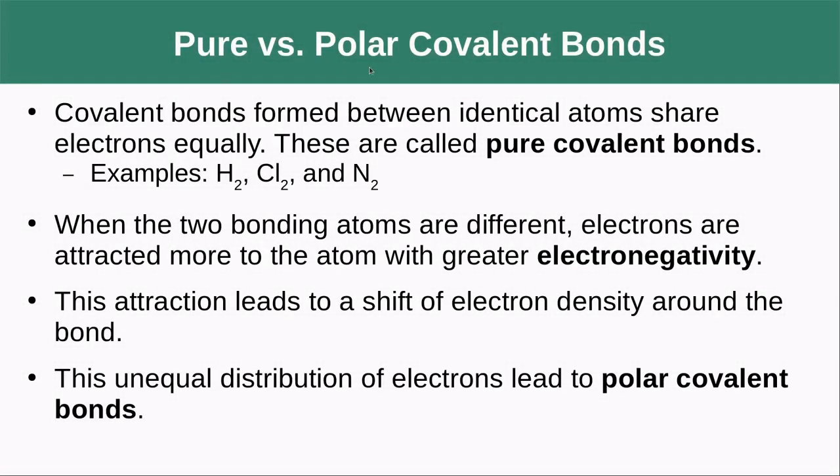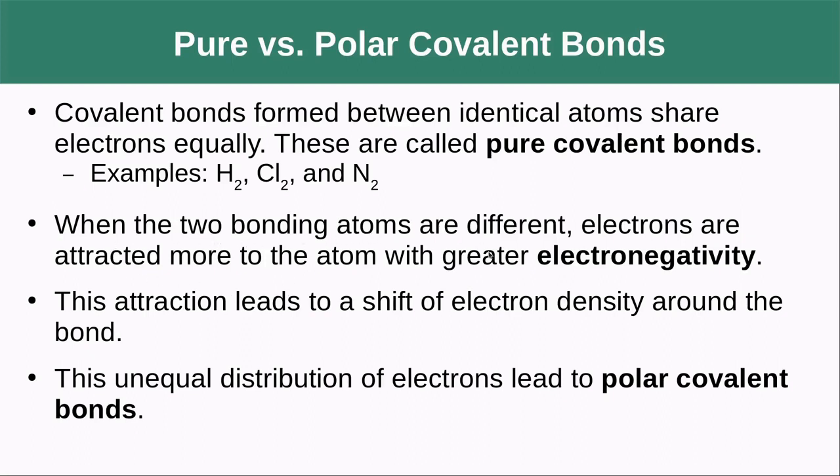So the difference between pure and polar covalent bonds. Covalent bonds formed between identical atoms share electrons equally. These are called pure covalent bonds. So the electrons are not going to be held any closer to one of the atoms than the other because they're identical. And examples of that are like our diatomics, like H2, Cl2, N2.